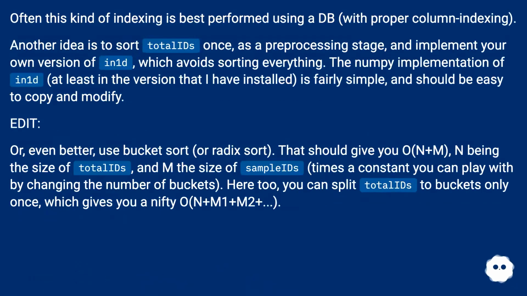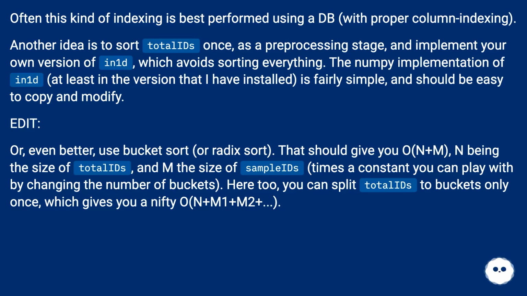Often this kind of indexing is best performed using a DB with proper column indexing. Another idea is to sort totalids once, as a pre-processing stage, and implement your own version of in1d, which avoids sorting everything. The NumPy implementation of in1d, at least in the version that I have installed, is fairly simple, and should be easy to copy and modify.